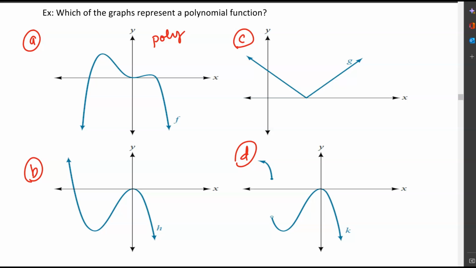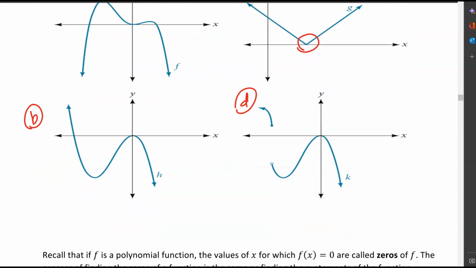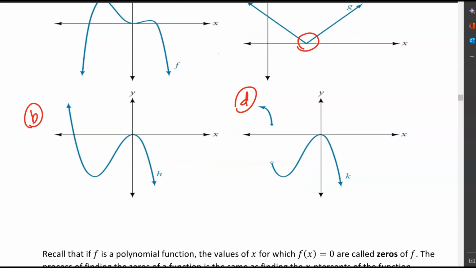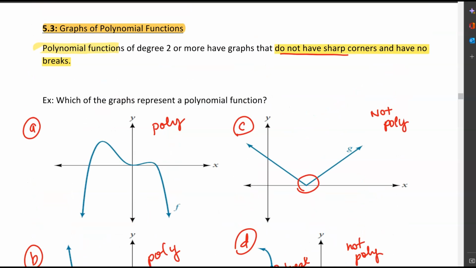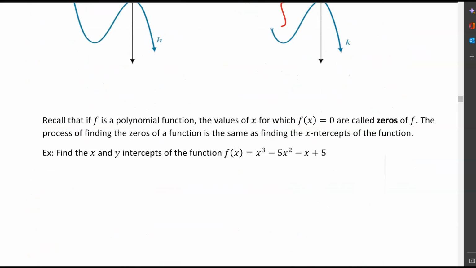Now when I look at B, though, we have a sharp corner, right? This is actually an absolute value function, so therefore not a polynomial. If we look at C here, notice how it curves, nice curvature, no sharp corners, so this would be a polynomial. And now when we look at D, there is a break here. Because there's a break, this is not a polynomial. So again, when we're looking at polynomial graphs, they do not have sharp corners and have no breaks. Alright, let's continue here.